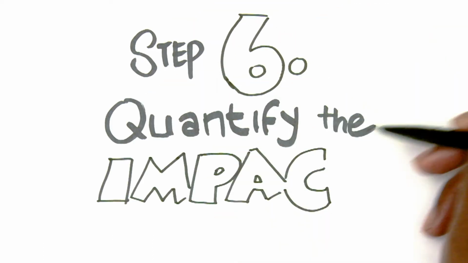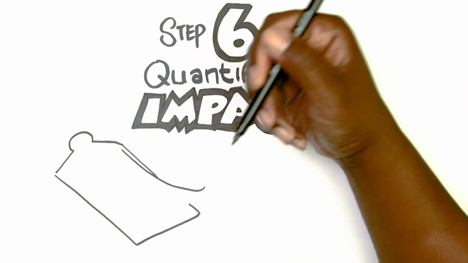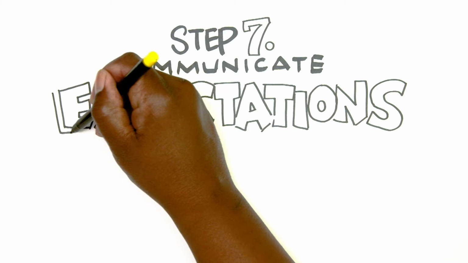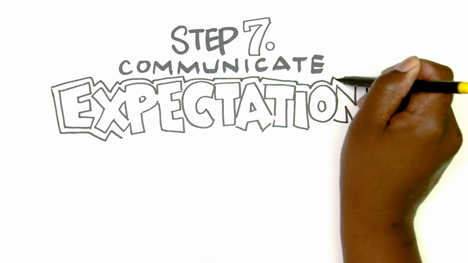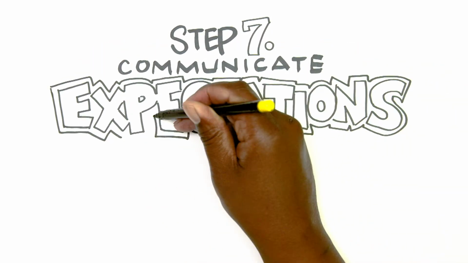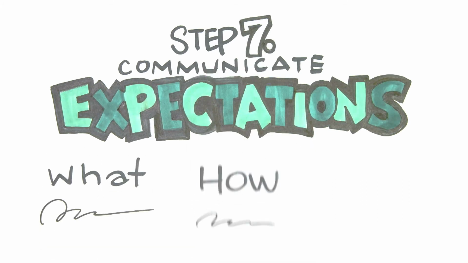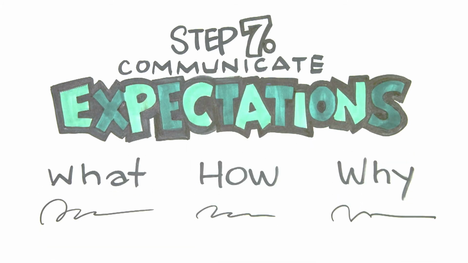Step 6. Quantify the impact you expect to see as a result of the coaching support, using data to evaluate. Step 7. Communicate expectations to stakeholders before and during coaching implementation, and create a plan for feedback. Be clear about what is going to happen, how it connects to the vision, and why it's important.